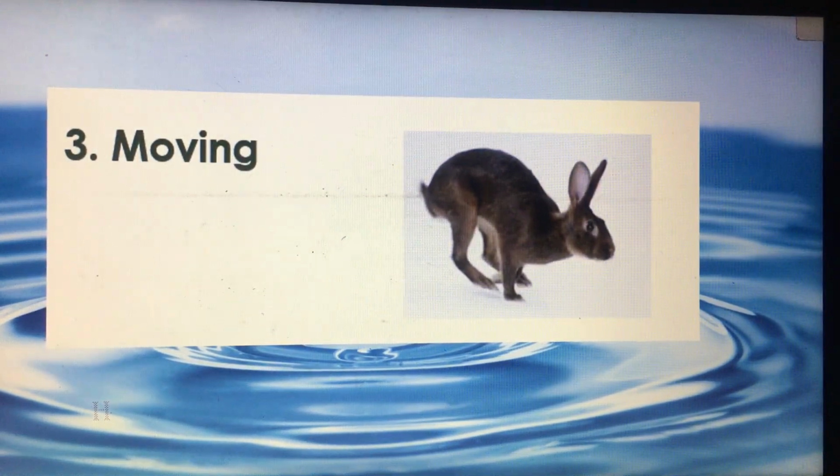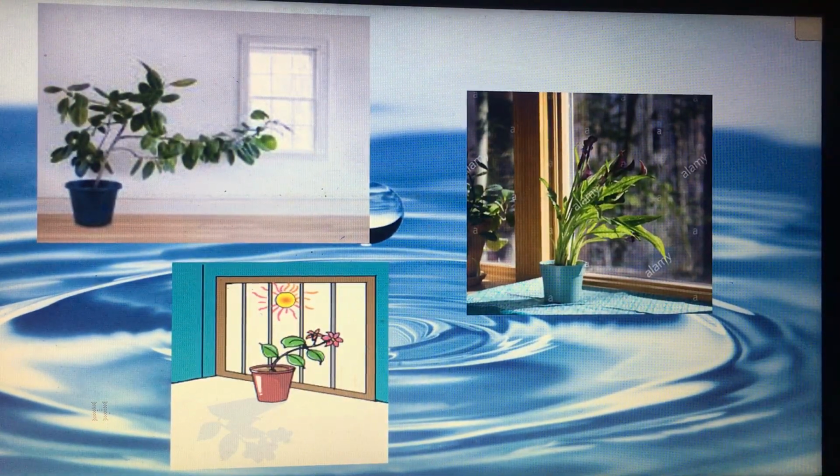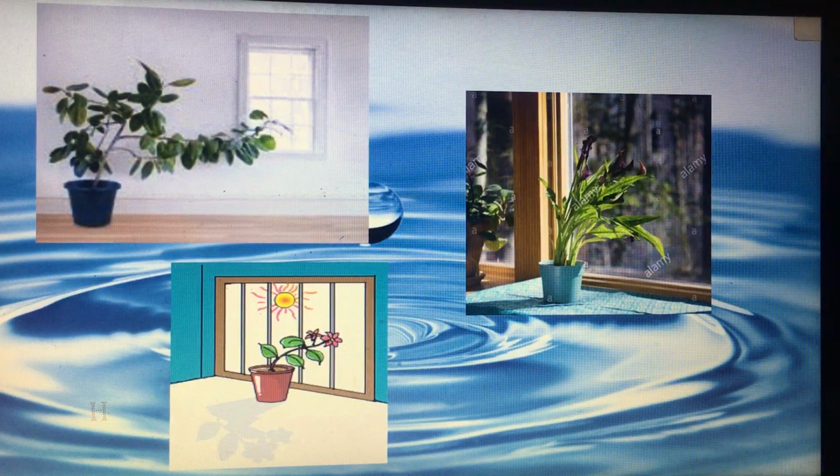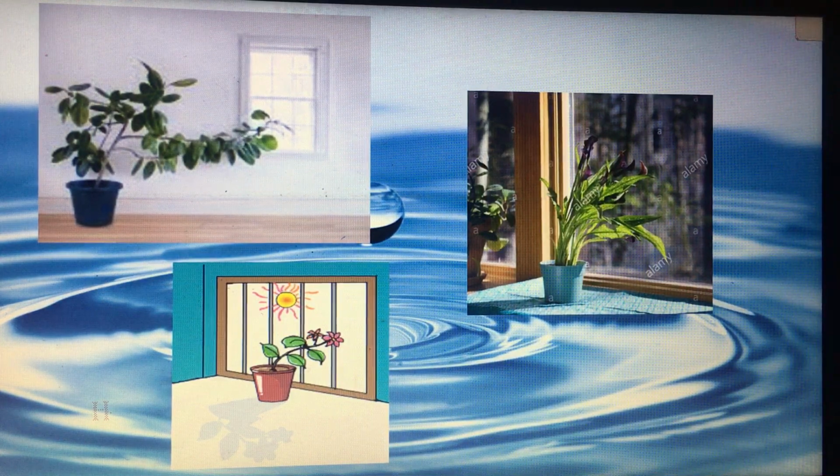But you have to know something, that not only animals and humans can move, but also plants can move by bending towards the sun. So plants also are living things. Okay, they can't move from one place to another place, but they bend towards the sun. So plants are living things because they bend towards the sun.